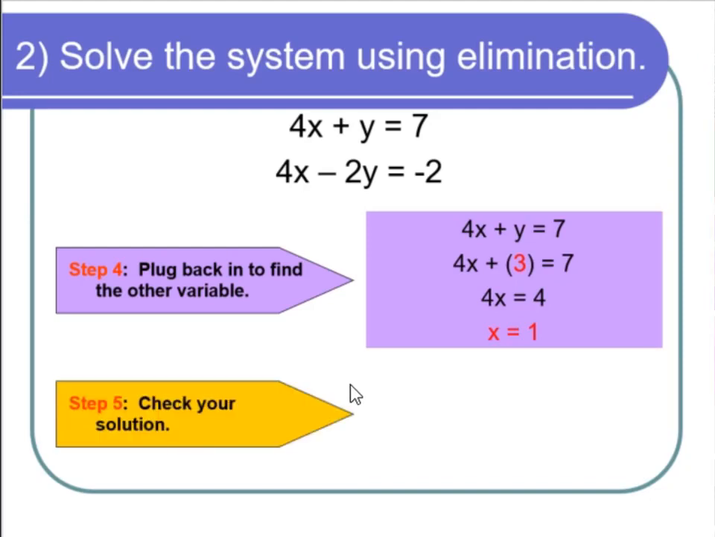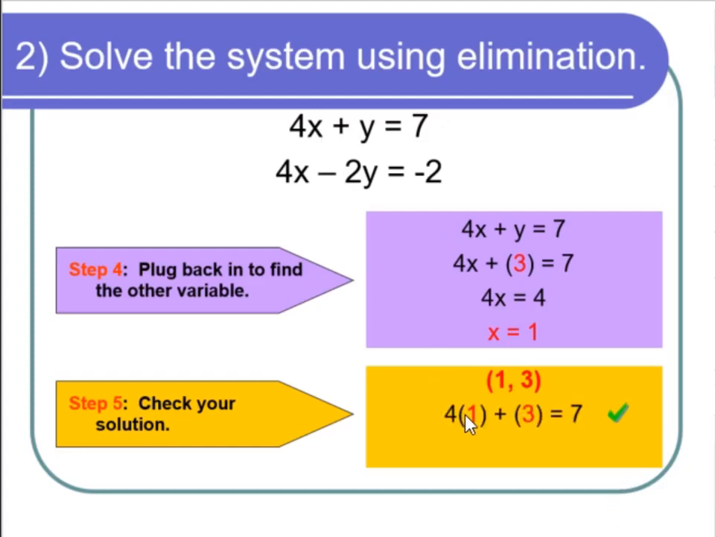So, the last step is to check whether our solution is correct. We have (1, 3) as our solution. Is it correct for equation 1 and equation 2 as well? In equation 1, we have 4x plus y is equal to 7. So, we substitute: 4 times 1 plus 3 is equal to 7. 4 times 1 is 4, plus 3, and that is also equal to 7. So, it is true in equation 1.